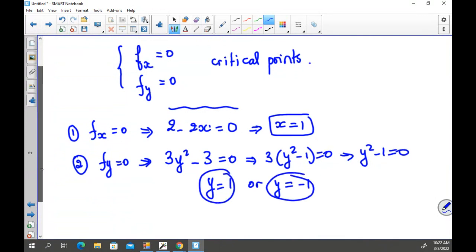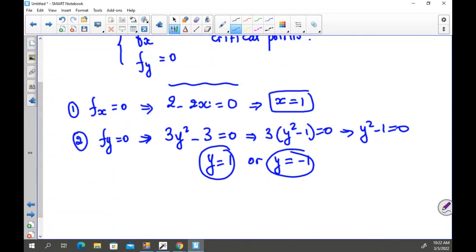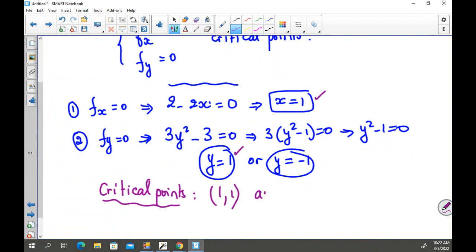Okay. So that means the critical points, how many are there? 2 critical points. 1 and 1, and 1 and minus 1. That's it. That is the solution to this. Is this difficult?